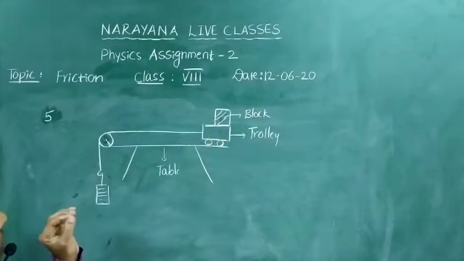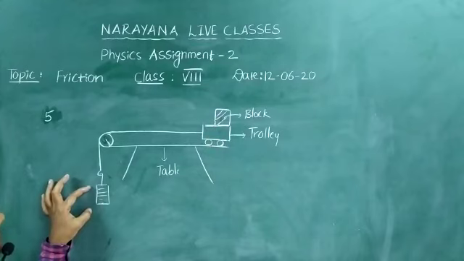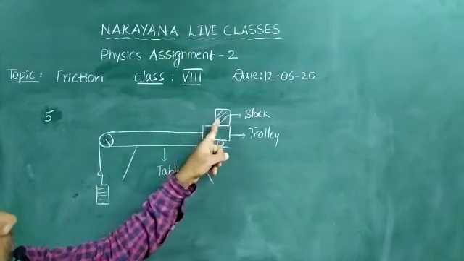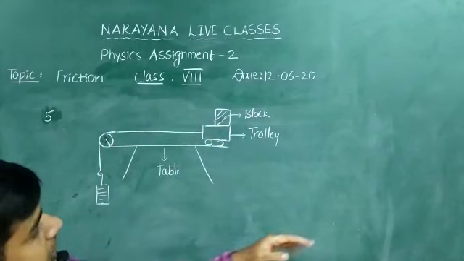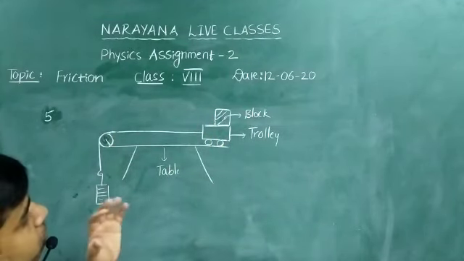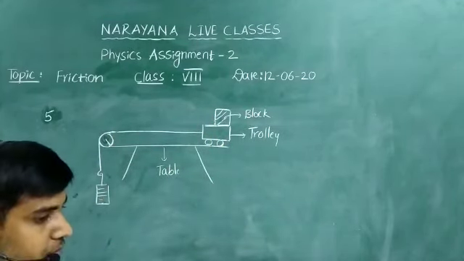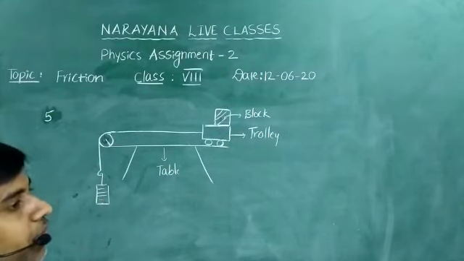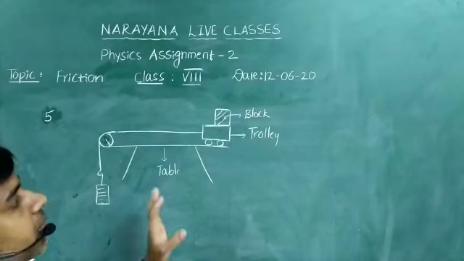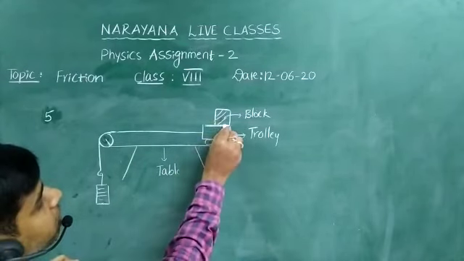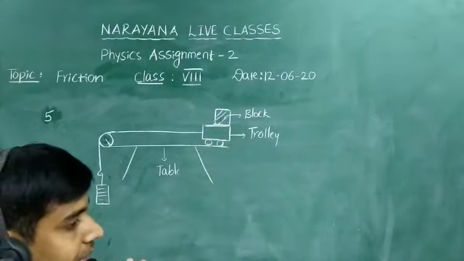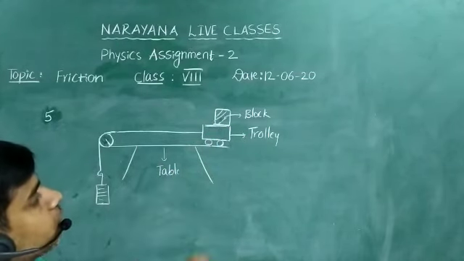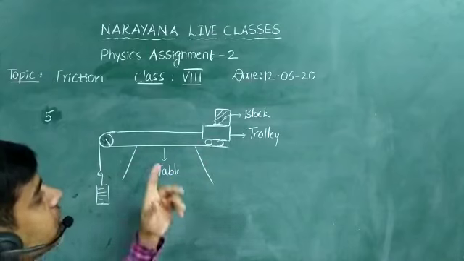After a certain limit of weight, the trolley will move towards the pulley and the block has a tendency to move in the opposite direction, and then they separate. Before separation, the maximum static friction is called limiting friction. Up to that point it is static friction, the friction between these two surfaces. After the limit, they are in relative motion, so we don't have static friction.